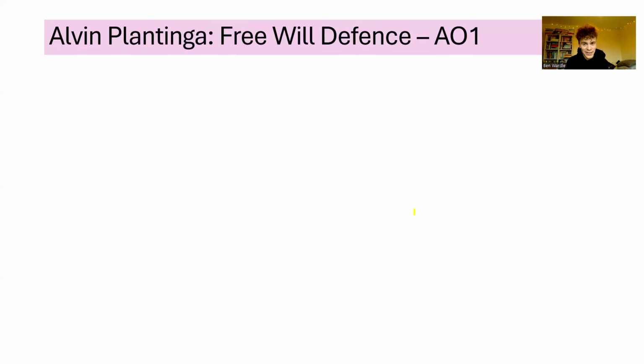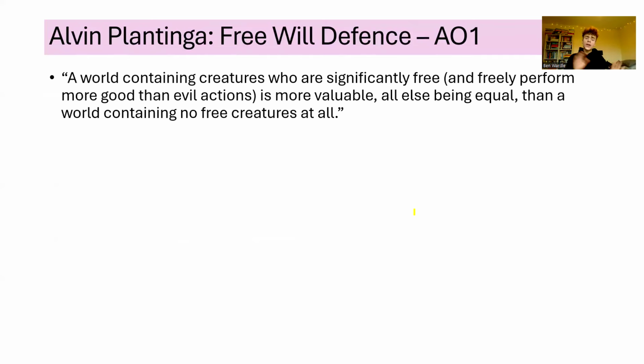Let's have a look at a second theodicy now, shall we? And see if we think this one is more convincing and more coherent, or whether actually this could be weaker than Augustine's. This is Alvin Plantinga's free will defense, and we will again start with our AO1 knowledge. And I want to start actually with a really brilliant quote from Alvin Plantinga, which is all about the value of free will. So he wrote that a world containing creatures who are significantly free, let me highlight that, is more valuable, all else being equal, than a world containing no free creatures at all. So he is saying that free will is the greater good. Let's find out what that means, shall we?